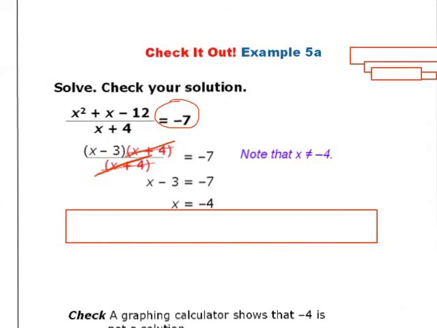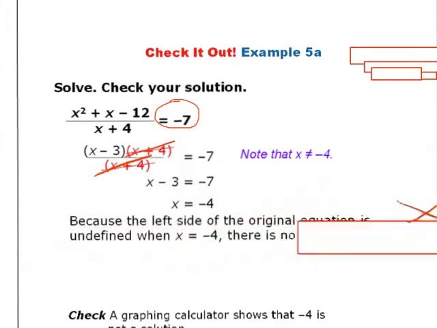Now, we better check our answer, because you know what? If I take this answer here and plug it in up there, notice what happens to the denominator. -4 plus 4 is 0, and I cannot divide by zero. So that tells me that this answer is extraneous. It does not work. So my solution is going to be the empty set. So there's no solution.